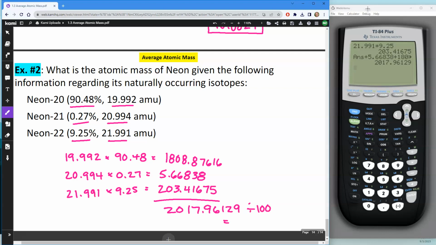The reason we're dividing it by 100 is because we have percents here, and we're basically getting it from a percent into a number. Okay, we get an answer of 20.18. Now, does that answer make sense? Again, we want to look between our smallest number and our largest number. Does our answer fall between those? And yes, it does. So this would be a good answer.